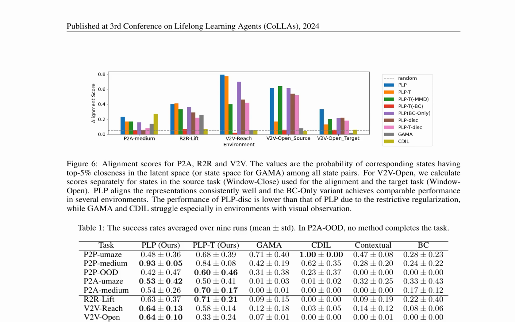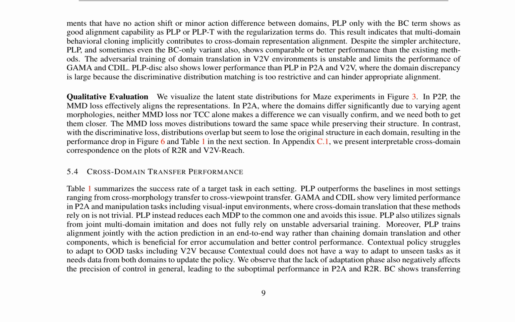The results show that PLP outperforms existing methods, such as GAMMA and CDIL, in most settings, and achieves comparable or better performance than the baselines. The authors also investigate the effect of each loss term on transfer performance by removing terms from the objective or replacing the maximum mean discrepancy, MMD, loss with the domain-discriminative loss.